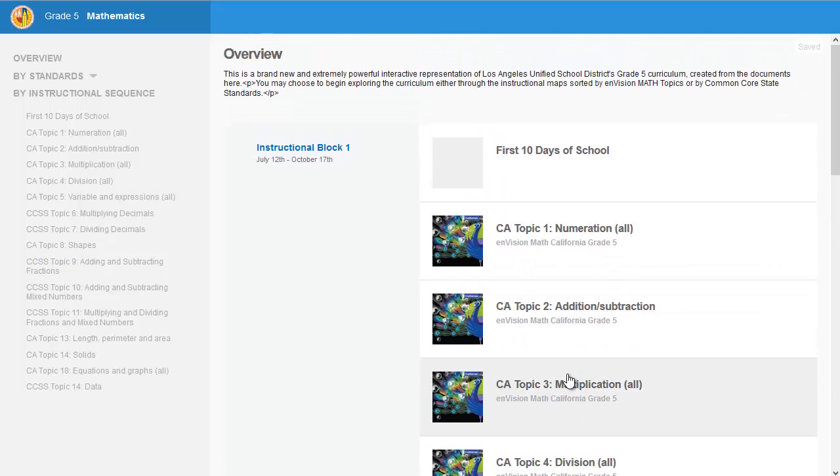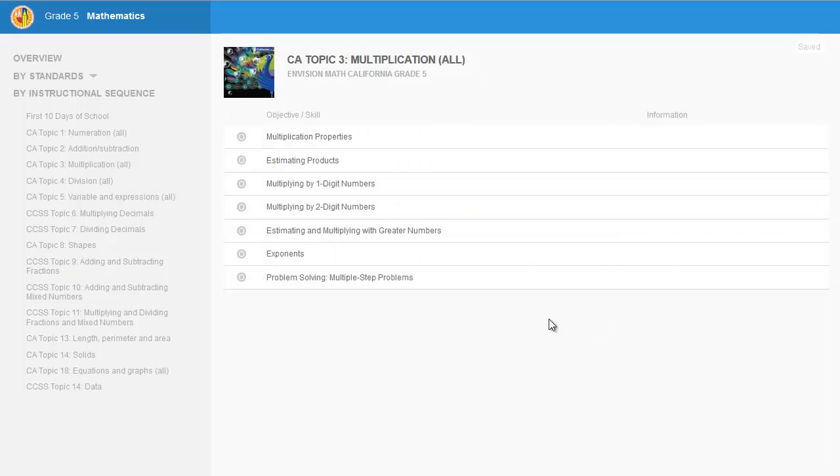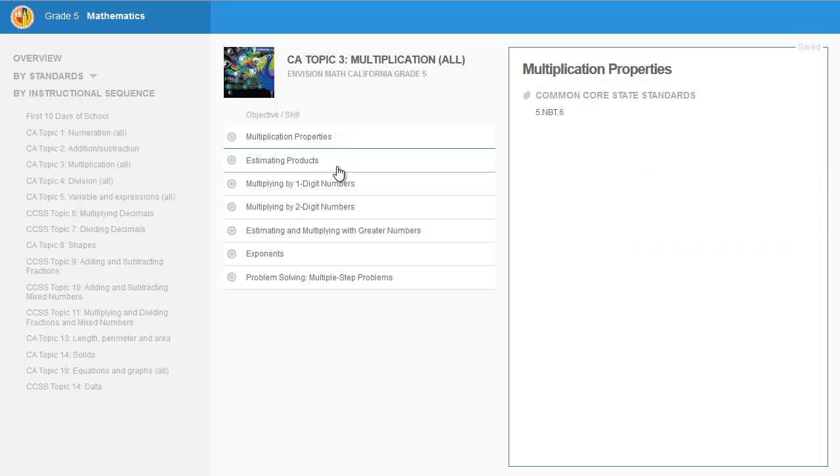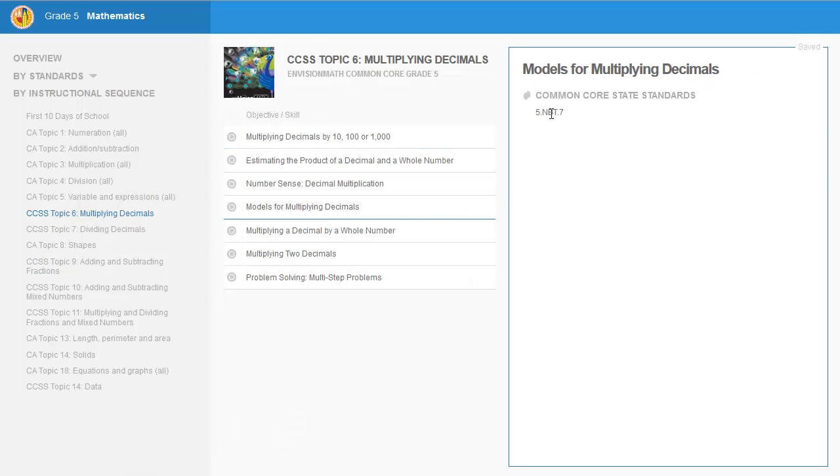Let's start off by clicking on one of the units in this plan, in instructional block 1, which would be multiplication. As we can see here, it's split by the specific sub-units of this unit. And if we click on one of them, we can see the Common Core state standards associated with it. Again, this is one of the units specific to the Envision Math California textbook, but if we look at another unit from another textbook, we see the exact same structure with the right Common Core state standards, the California version, associated with each of these.